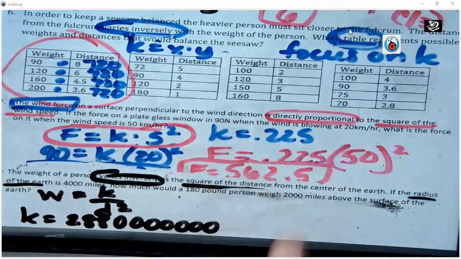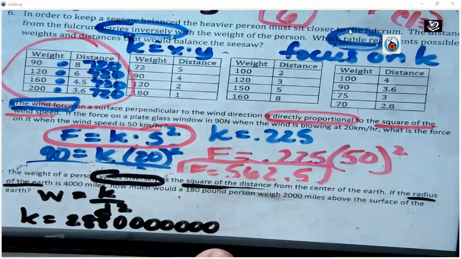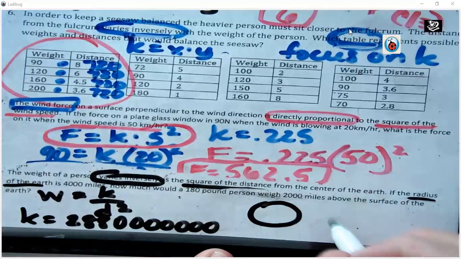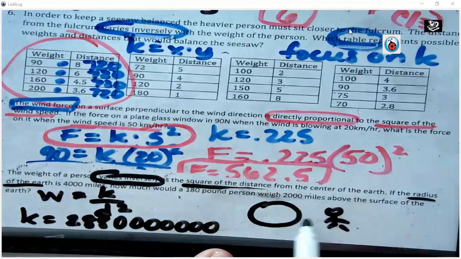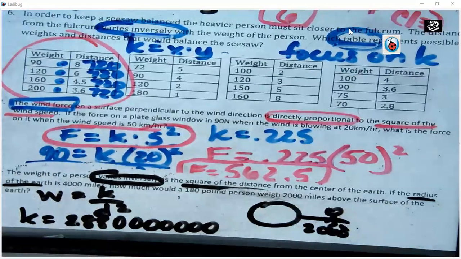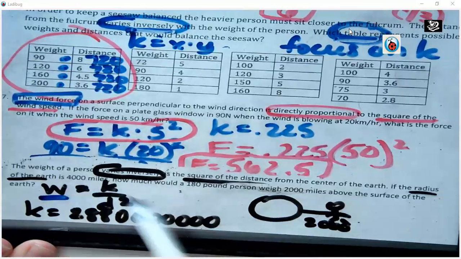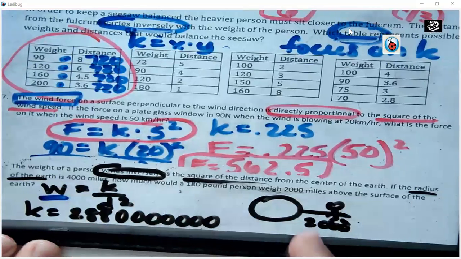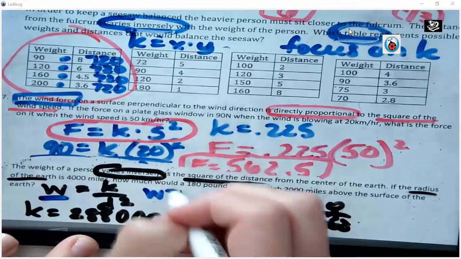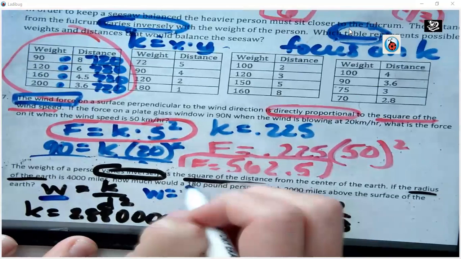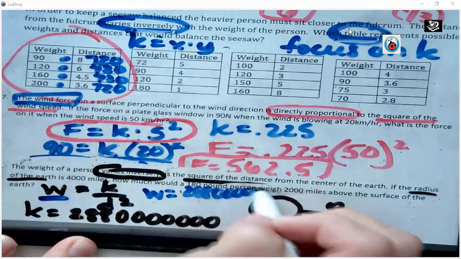Now we want to know how much that same person weighs when they are 2,000 miles above the earth. We have to be careful on this one. This is a tricky question. There's not one this hard on the actual quiz. We don't know their weight. It says how much would they weigh? So we don't know their weight. We know K, that's the really big number.